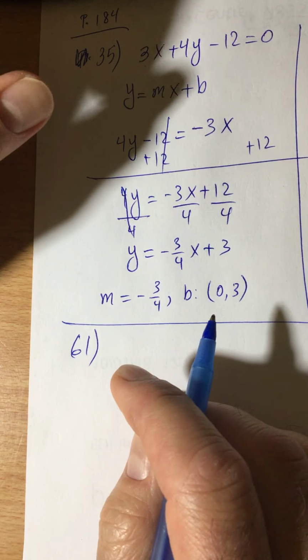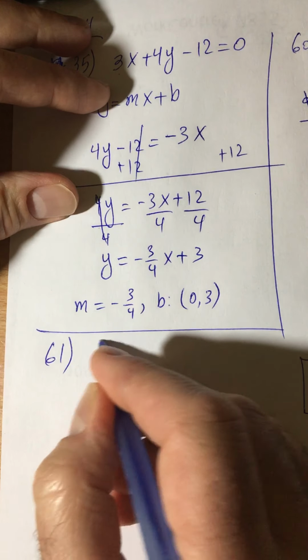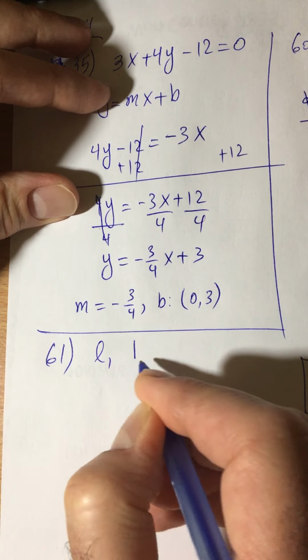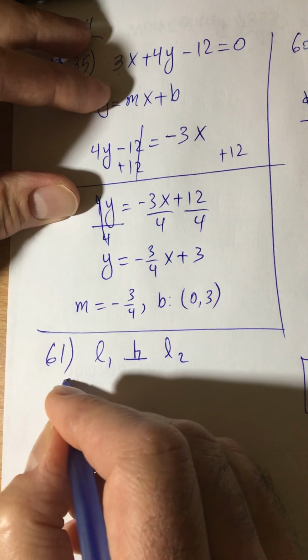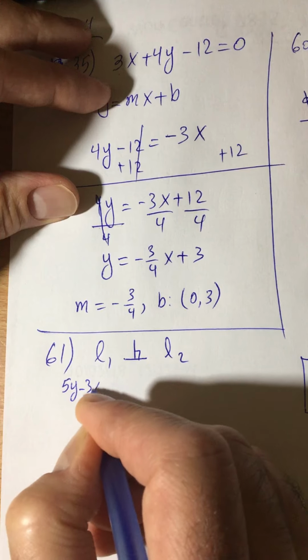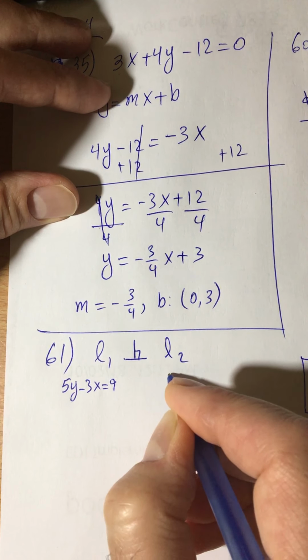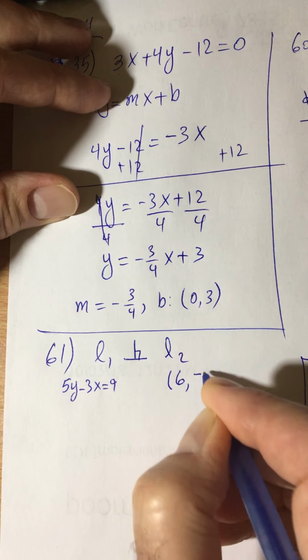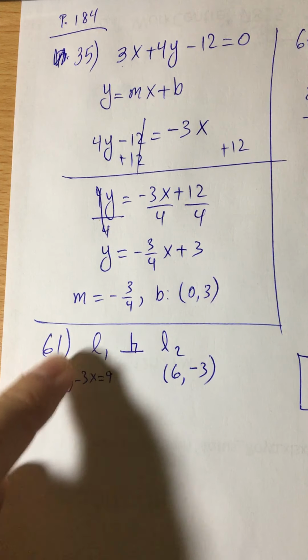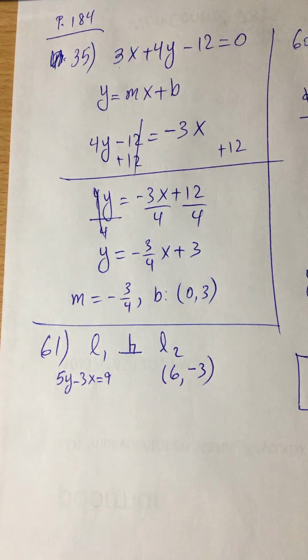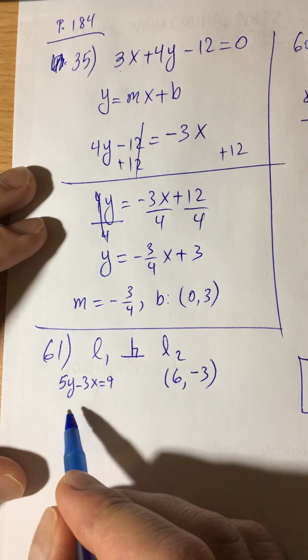This time, two lines are given to you, and they're perpendicular to each other. Line 1 is perpendicular to line 2. We have the equation of the first line, and we have a point on the second line, and we want to find the equation of that line. Same thing again: if I know the slope of this line, I can know the slope of the other line because the lines are perpendicular. So let's solve for y.